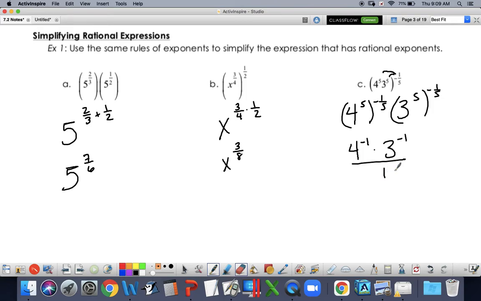And of course, because I end up with a negative exponent, I'm required to get rid of that. So I'm going to move them down to the denominator. I get 1 over 4 times 3, which is 1/12.